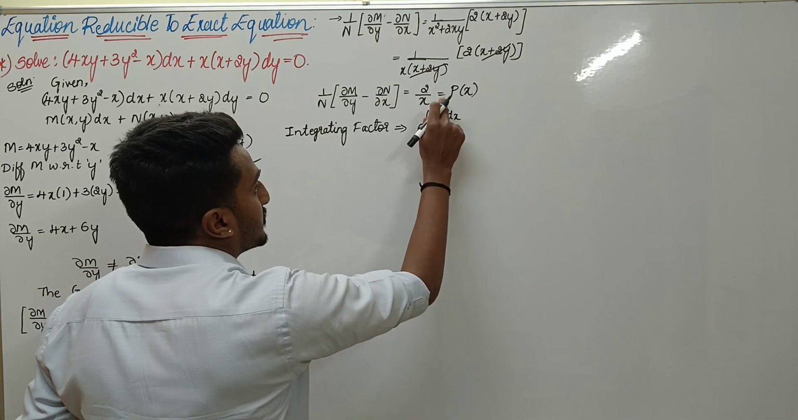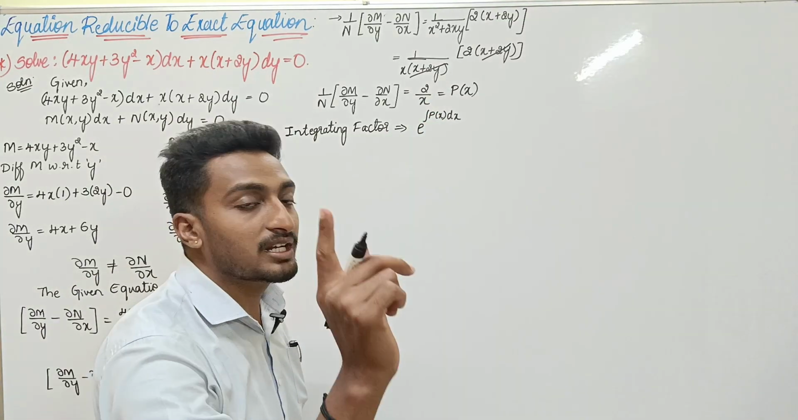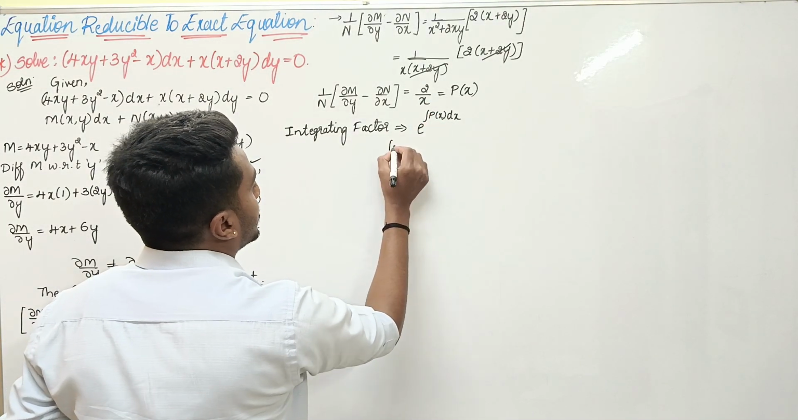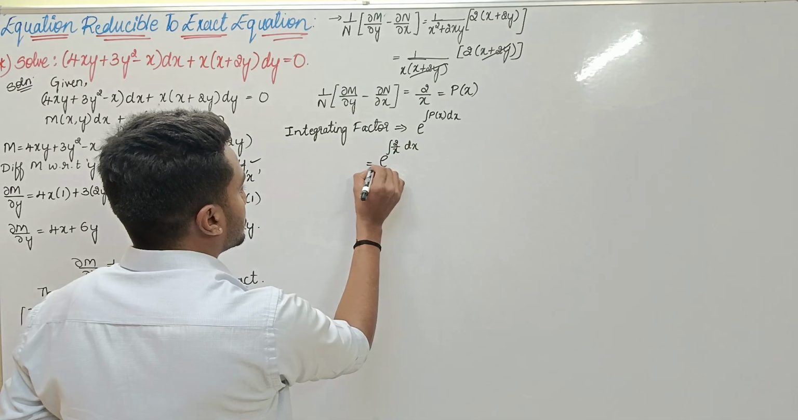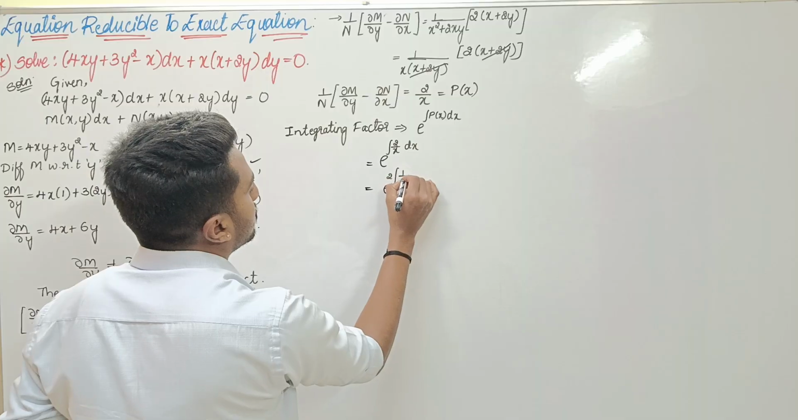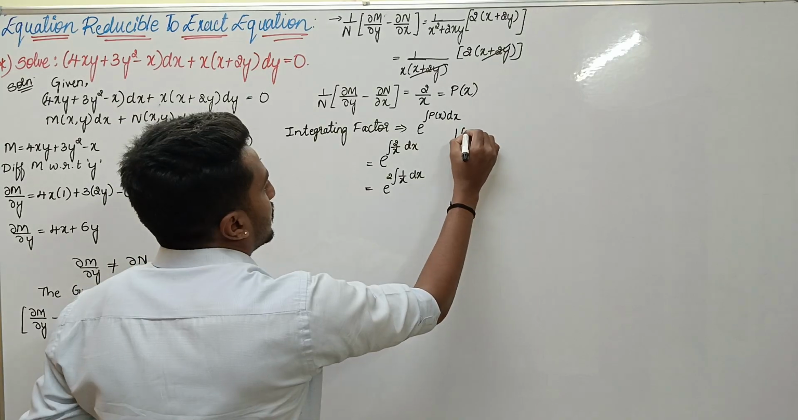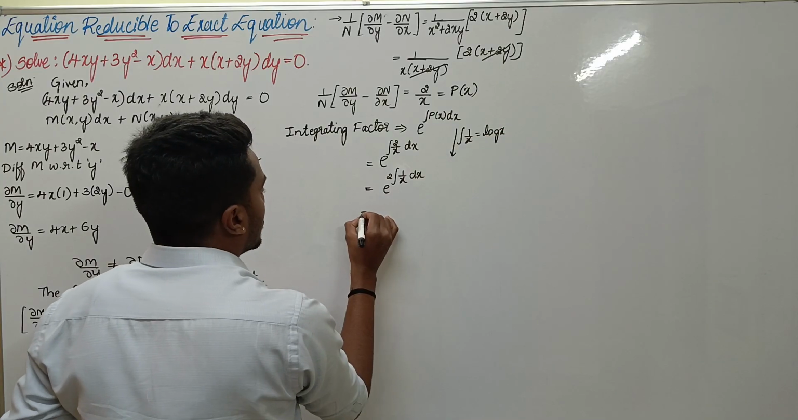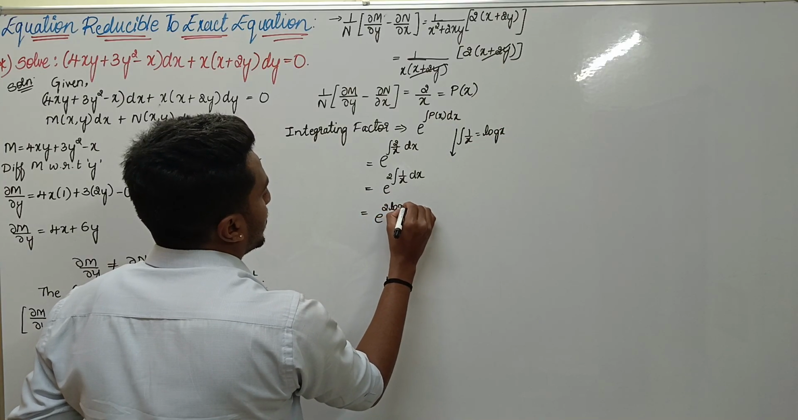What does p of x represent? The simplification whatever we have got, that we are going to represent as p of x. That is e power of integral of p of x, which is 2 by x dx. Now, I can take 2 as a constant, integral of 1 by x dx. Everybody knows that integral of 1 by x is log x. Done. That is e power of 2 log x.